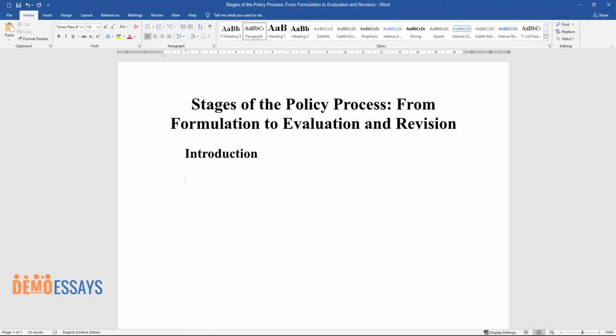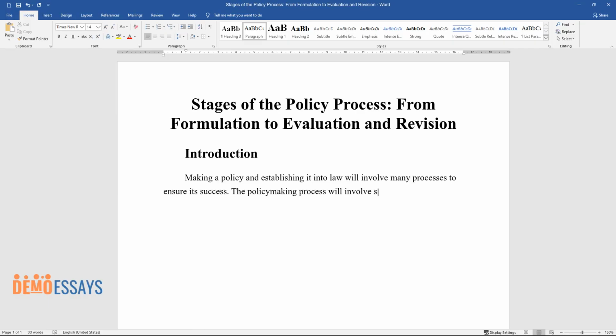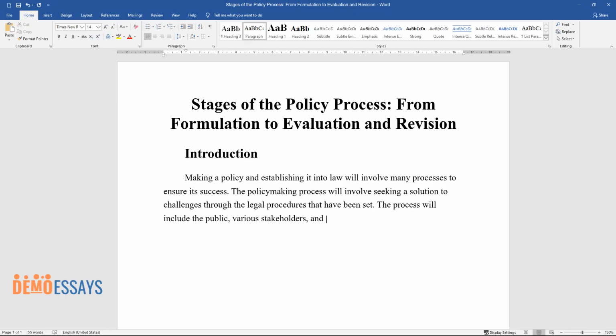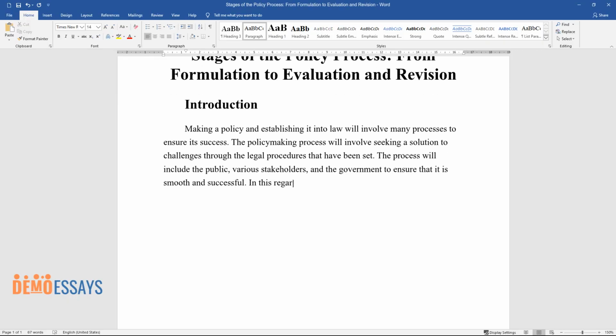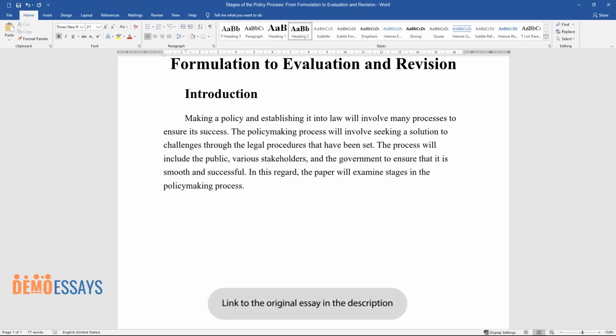Introduction. Making a policy and establishing it into law will involve many processes to ensure its success. The policymaking process will involve seeking a solution to challenges through the legal procedures that have been set. The process will include the public, various stakeholders, and the government to ensure that it is smooth and successful. In this regard, the paper will examine stages in the policymaking process.